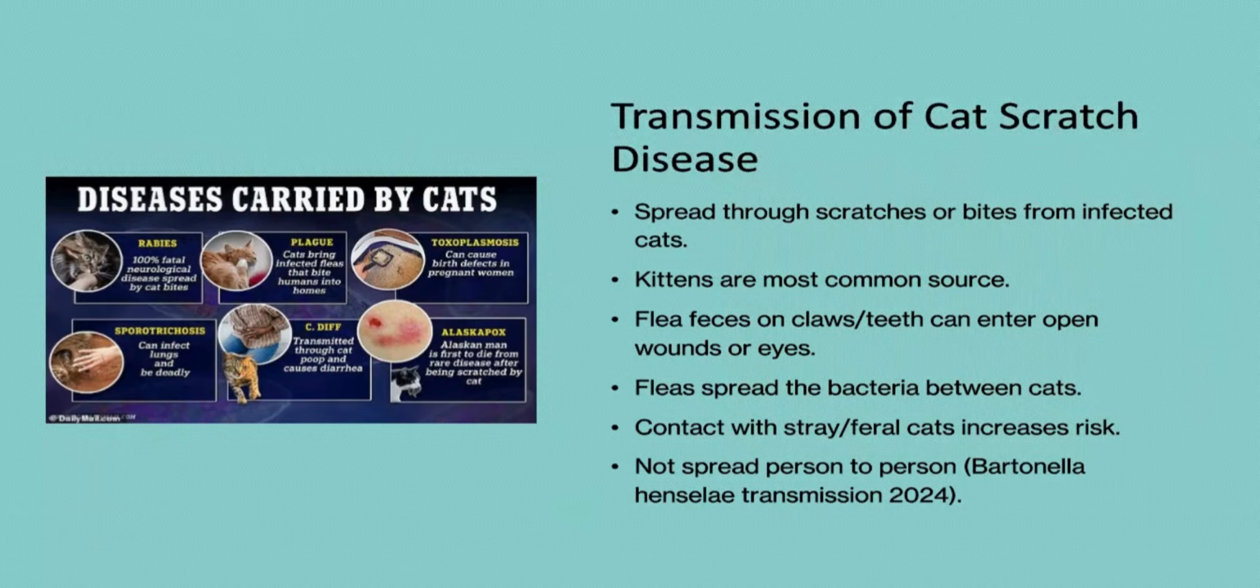For this slide, we'll explain the transmission of cat scratch disease. Cat scratch disease is primarily transmitted through scratches or bites from infected cats, with kittens being the most common source, because they are more likely to carry the bacteria. The infection can also occur when flea feces contaminate the cat's claws or teeth and then enter open wounds, mucous membranes, or the eyes of humans. Fleas transmit the bacteria between cats, maintaining the infection in the cat population. Contact with stray or feral cats increases the risk of infection, while person-to-person transmission does not occur.